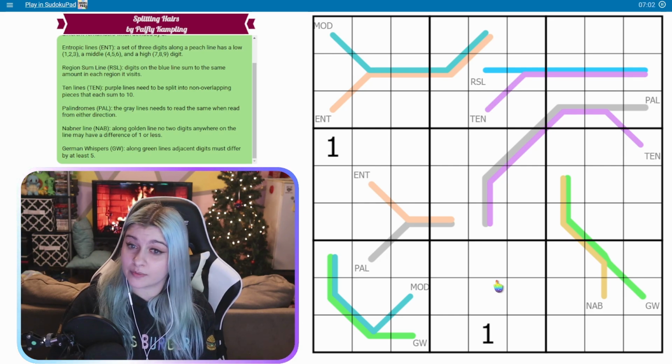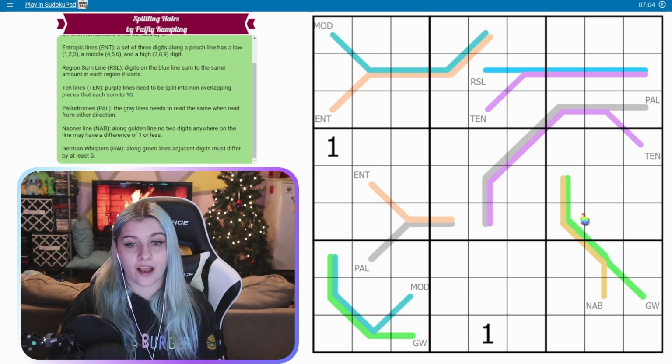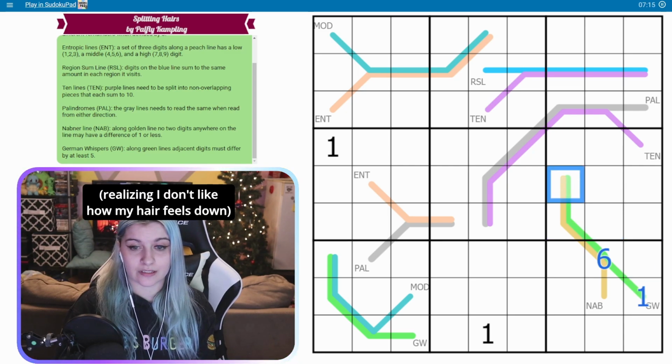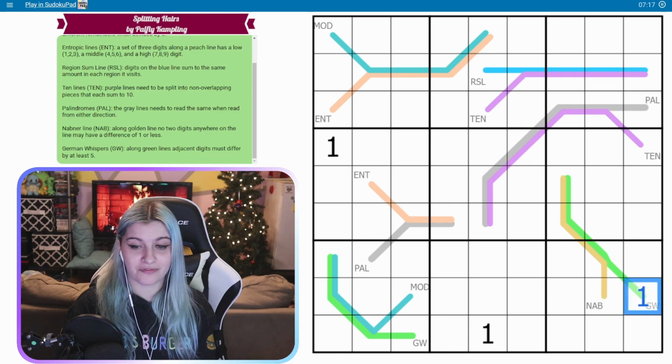We have to be careful with 4s and 6s because if this is a 4, the only number that can go next to it is a 9. If this is a 6, the only number that can go next to it is a 1. What else do we know about German Whispers? That might be it right now. We might find out more.